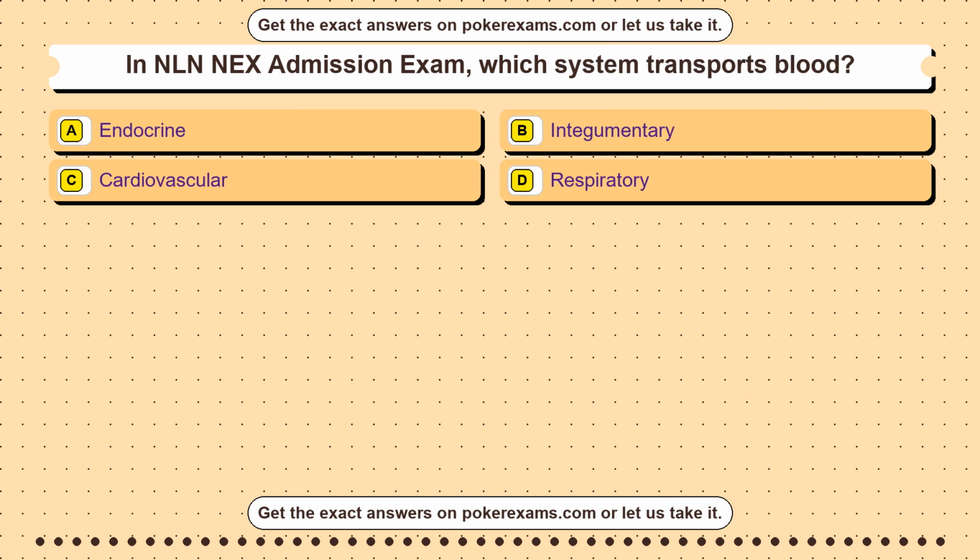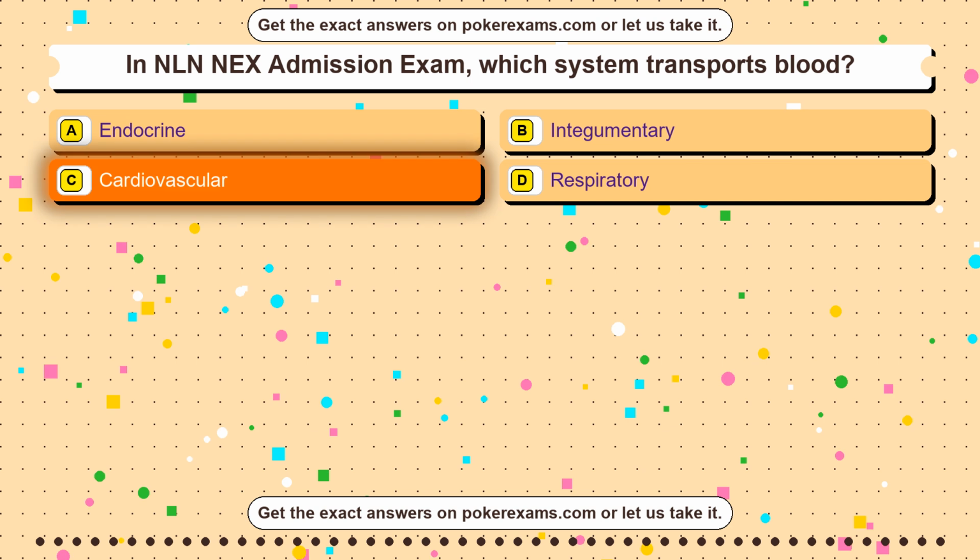Question 23. In NLN NEX Admission Exam, which system transports blood? Option A endocrine. Option B integumentary. Option C cardiovascular. Option D respiratory. The correct answer is option C.